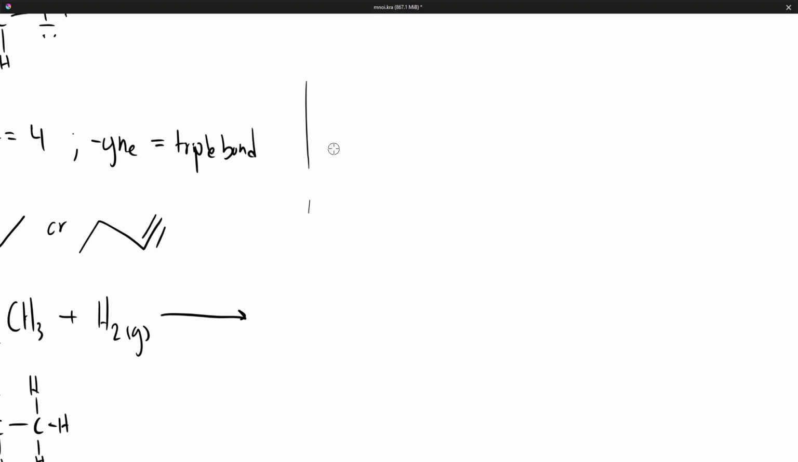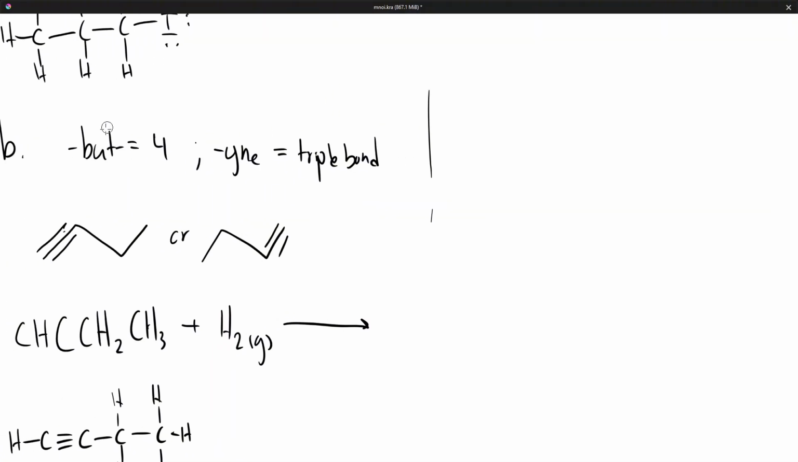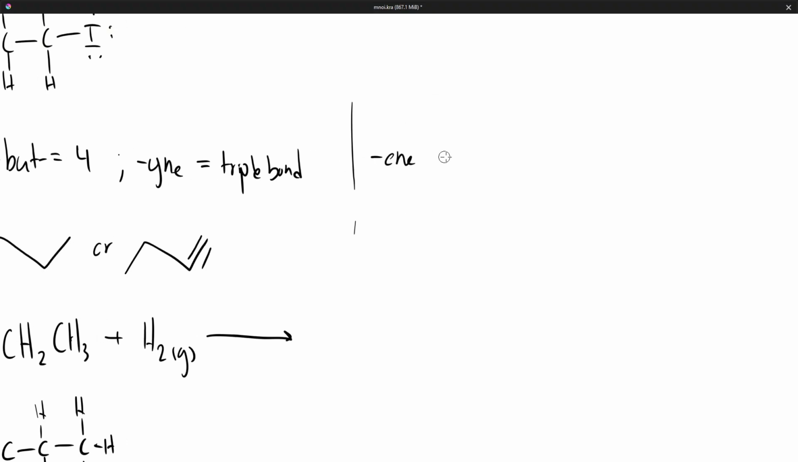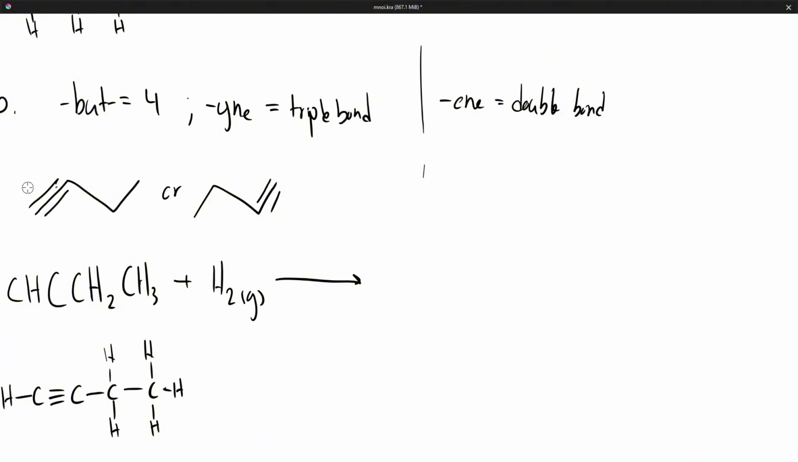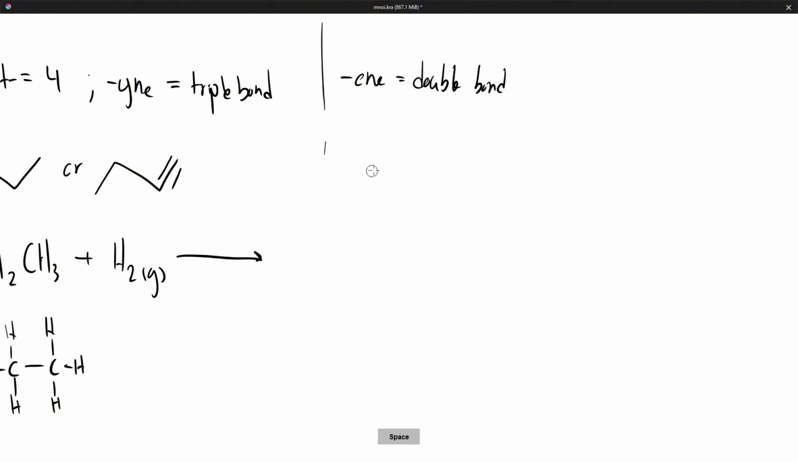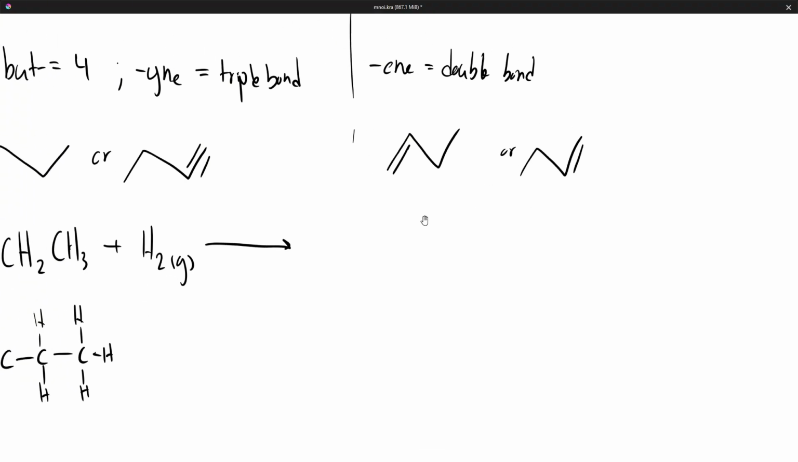So the root of but stays the same, but the thing that changes is the ene. So the ene suffix means there's a double bond somewhere in the molecule. And the 1 dash right there, beginning of it, means it's in the first branch, like this one right here, basically. So I'll draw a structure right here. Boom, that's it. Or it could be, yeah. So this is what that makes.